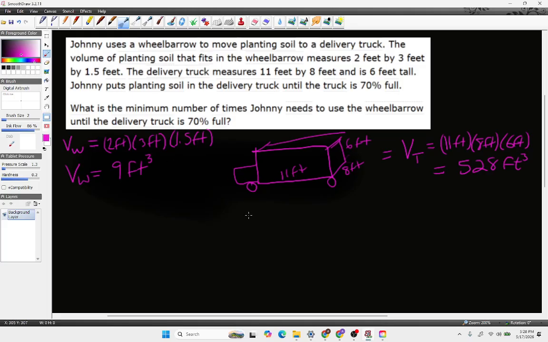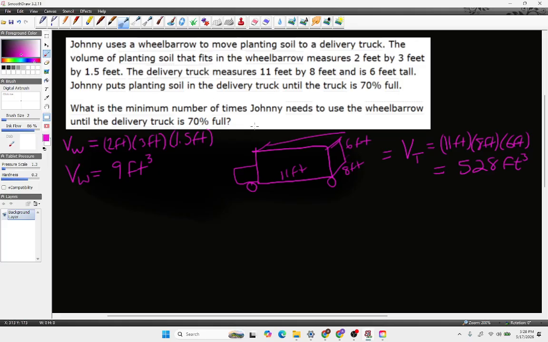Okay. Now, if we were just asked how many times the wheelbarrow soil could be dumped into the truck until it's full, we could just divide 528 by 9, and that would tell us the number of loads of the wheelbarrow until the truck is full. But this problem's a little more challenging. They're asking how many times the wheelbarrow would need to be dumped into the truck until it's 70% full.